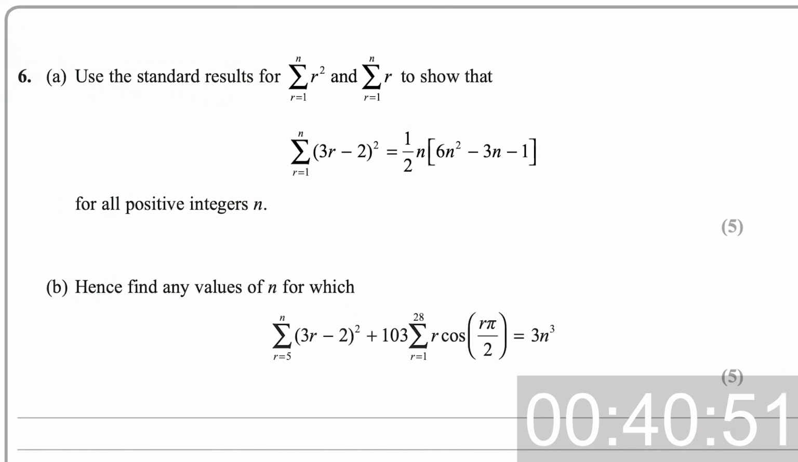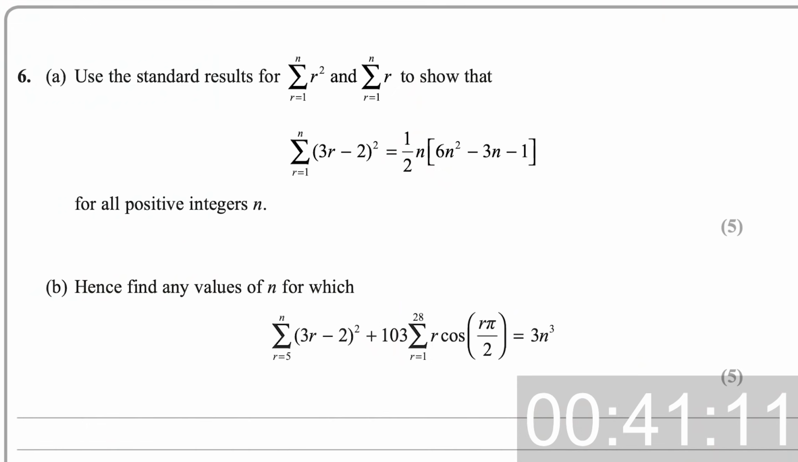Fabulous. Question 6. Ooh, series. Love these. So standard results for the show this. Okay. I like how it says standard results. I guess you guys probably know this. Probably in the formula booklet, isn't it? I think I know these though, actually, off the top of my head. Let's see. So part A.